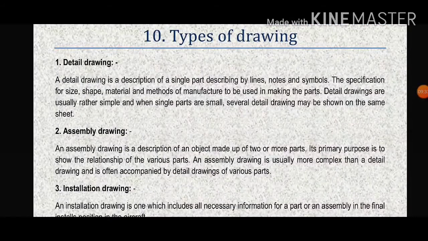Detailed drawing is a description of a single part, describing by lines, notes and symbols the specifications for size, shape, material and method of manufacture to be used in making the part. Detail drawings are usually rather simple, and when single parts are small, several detailed drawings may be shown on the same sheet.